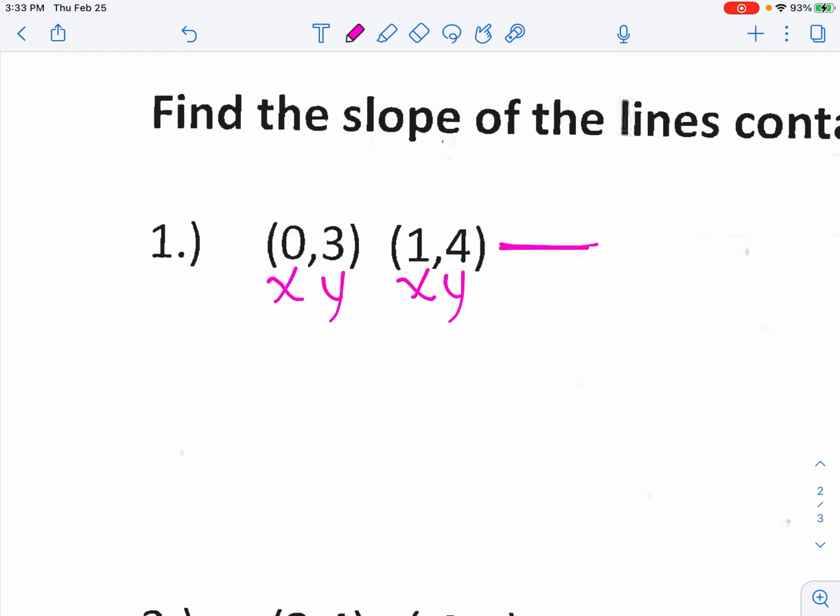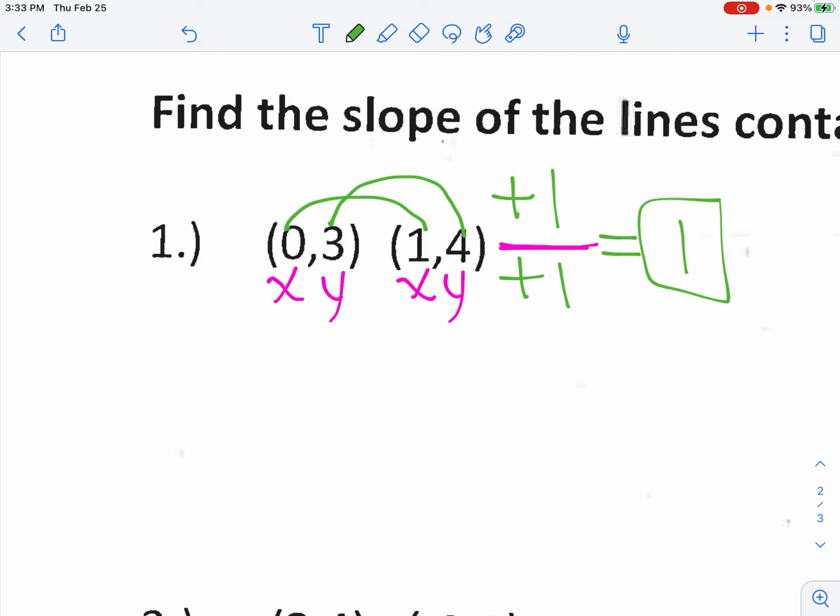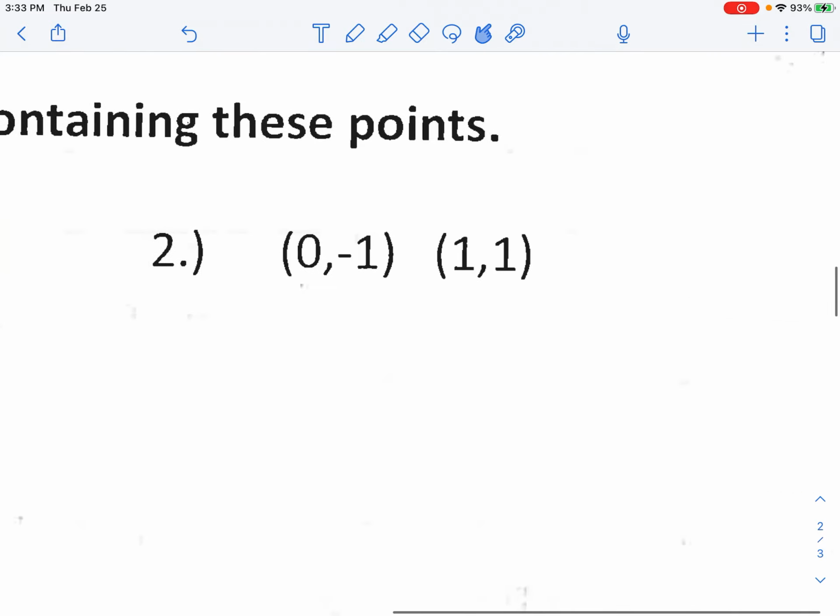So I'm going to go ahead and put my ratio bar over here. So this is going to be a ratio. So the change in y. So now what I'm looking at to get from 3 to 4 is a change of +1 over the change in x. To get from 0 to 1 is also an increase of 1. So we're always going to simplify our ratio. So 1 divided by 1, your final answer would simply be 1.